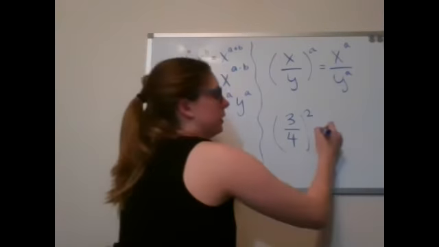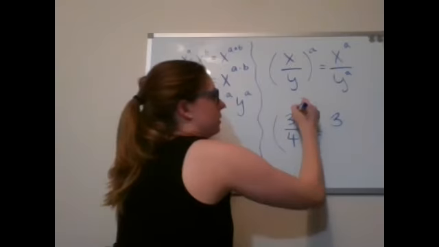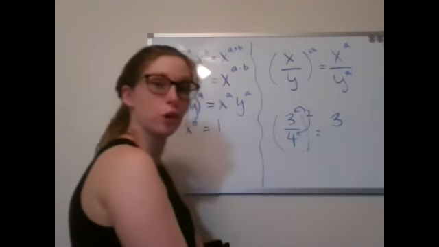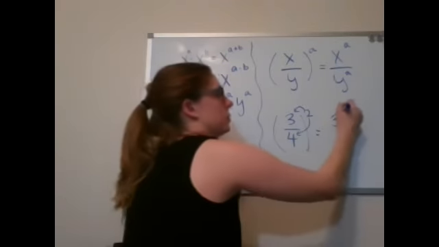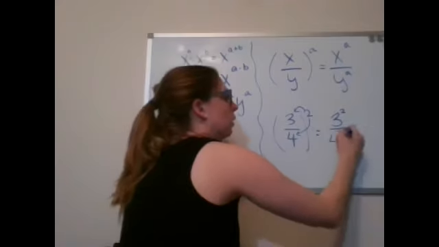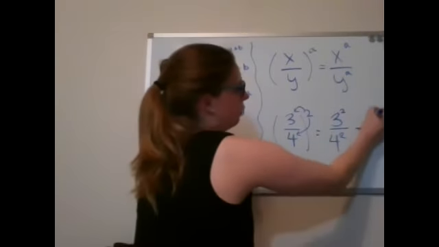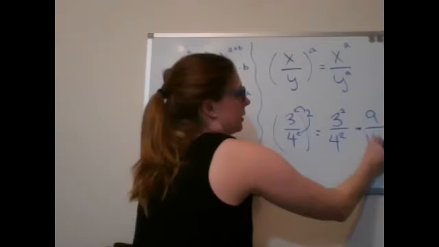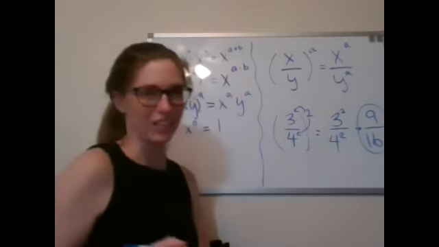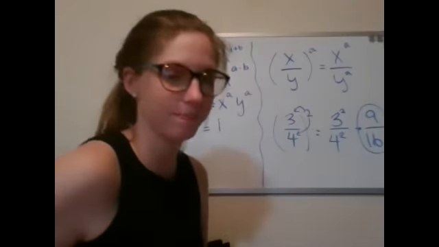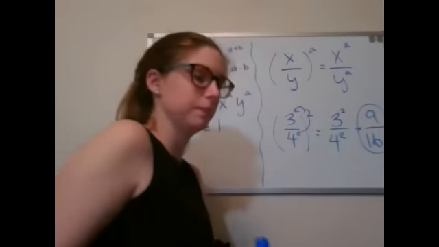What we can do is take that exponent and apply it to both the numerator and denominator. So we would have 3 squared over 4 squared. 3 squared is 3 times 3, which is 9. 4 squared is 4 times 4, which is 16. And there's our answer. Okay?